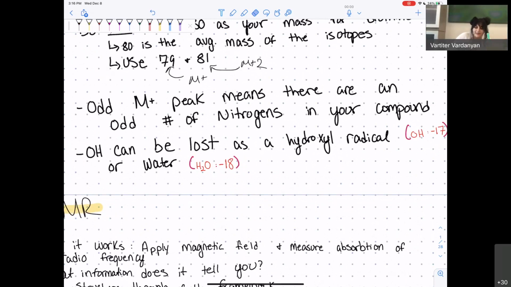So let's say we had this. You could either fragment it into that, or you could fragment it into that.